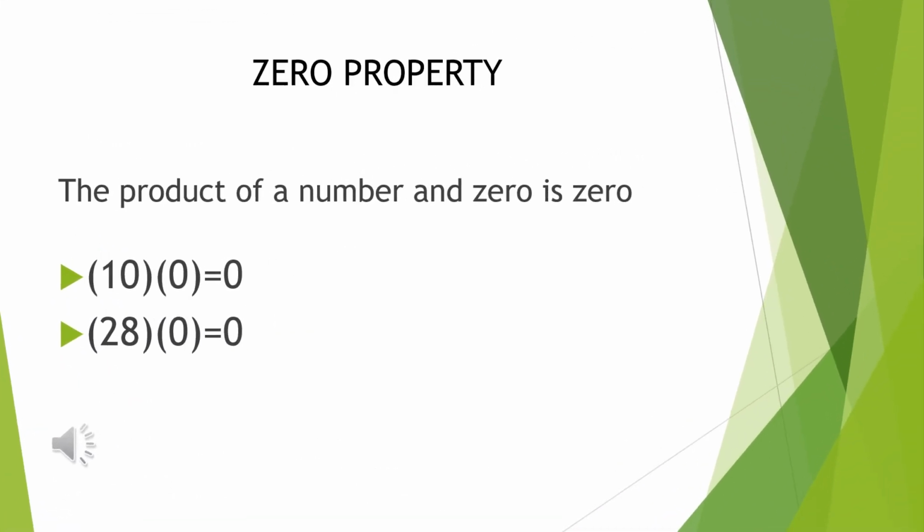We have zero property. What is zero property? The product of a number and zero is zero. So 10 times 0 is 0, and 28 times 0 equals 0.